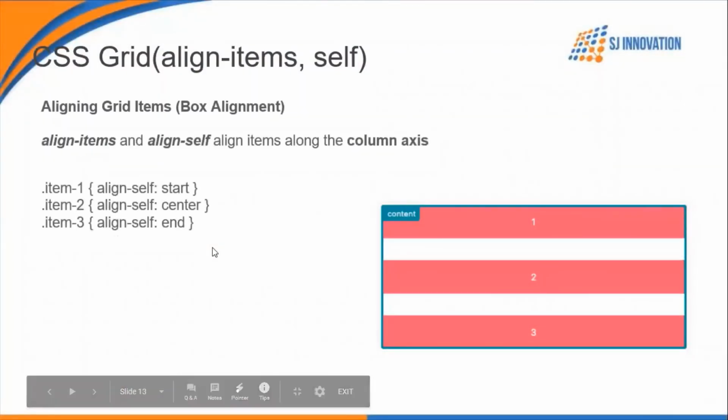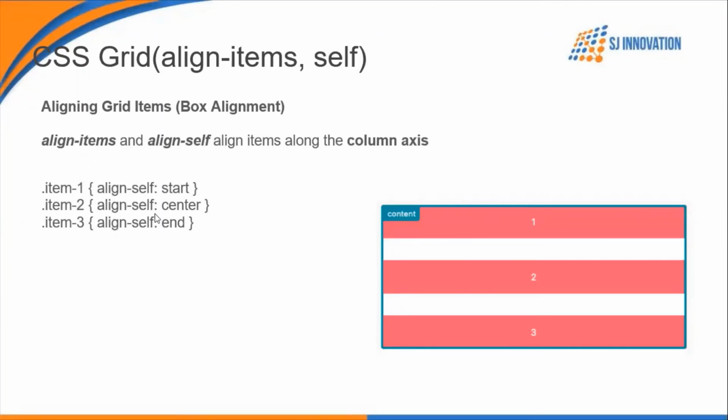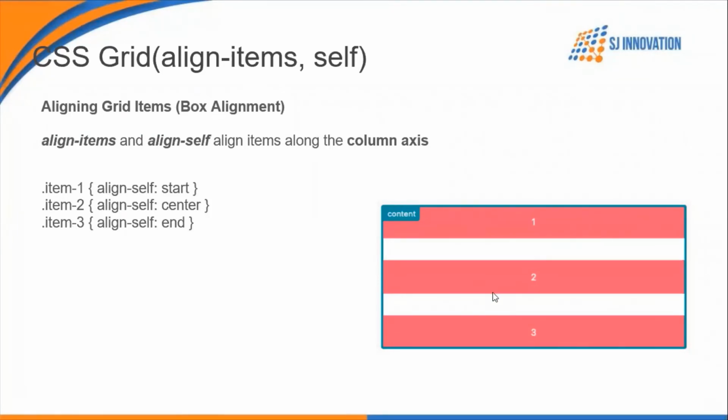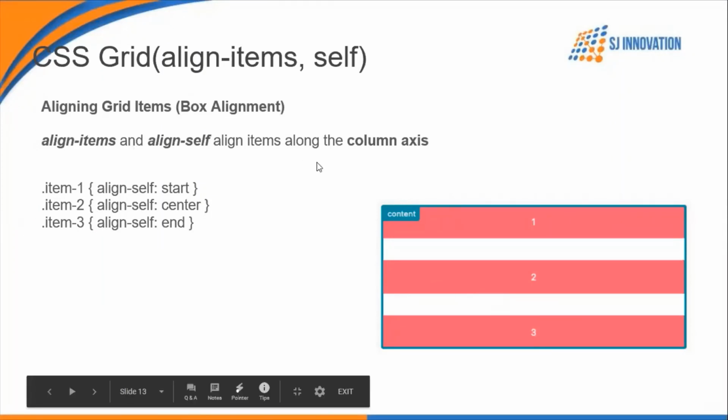Yeah, align items and self. We also used them in CSS Flexbox. Align items and align self actually work in the column axis. Here I just took a screenshot, I didn't work in CodePen. So the first item I need to keep at the start, align self start, the second item will show in the center, and the last item will show at the end. So it actually works in the column axis, not in the row axis. The row axis is what justify items works on.